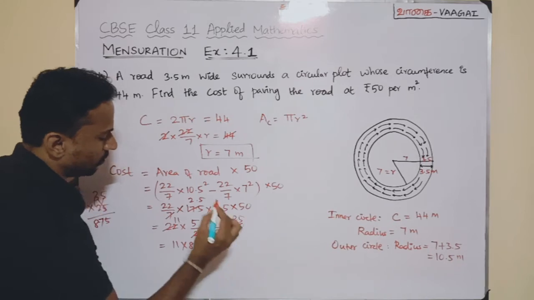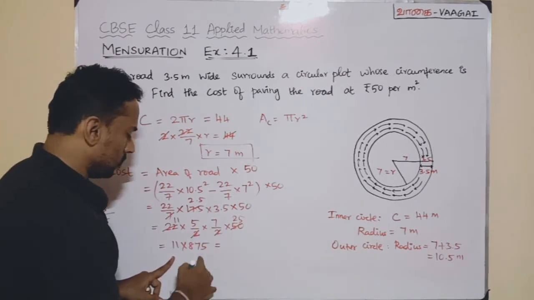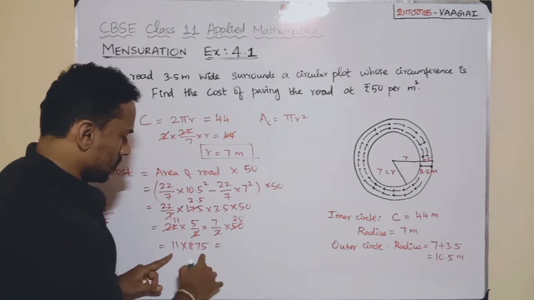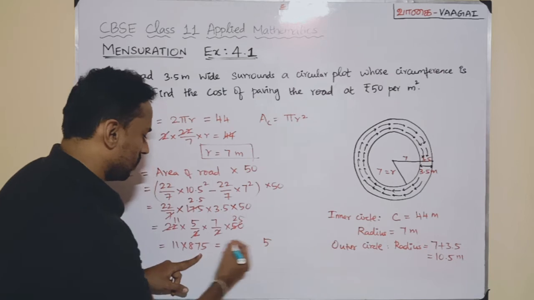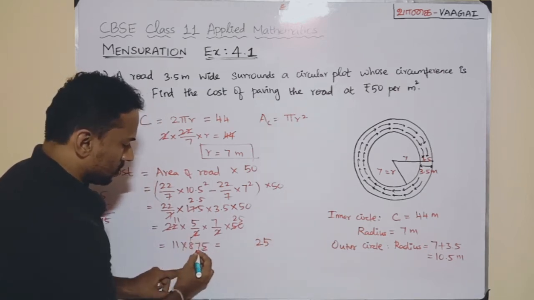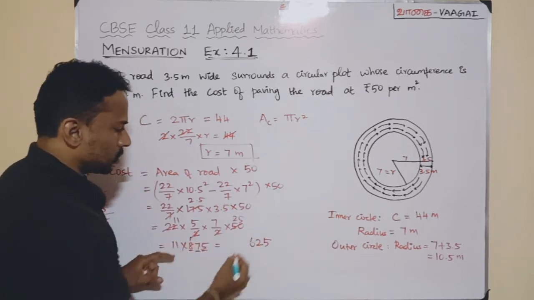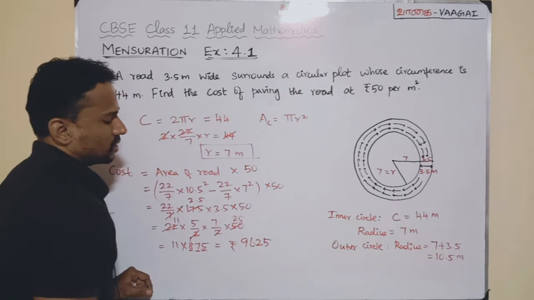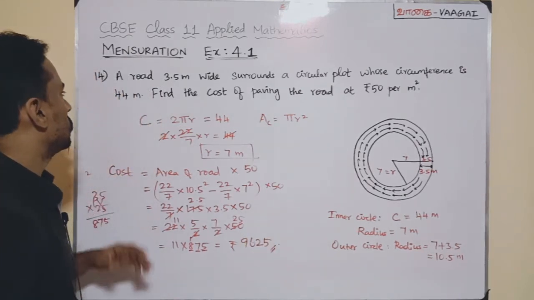Now one last step we need to do. We have to multiply these numbers. So 11 into anything, that can be easily done. So 11 into 875, that's all right. First I will put the units place 5 here. So 5 plus 7 will be 12. So 2, 1 carry here. 7 plus 8 will be 15, plus 1 is 16. Again 1 carry with 8. 8 plus 1 will be 9. So rupees 9,625 is going to be the answer for your question number 14.